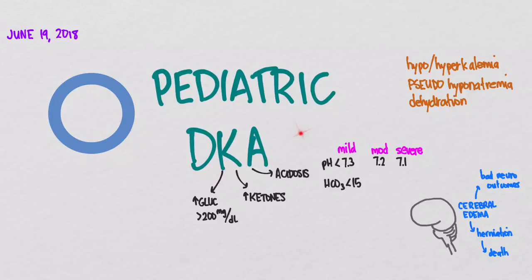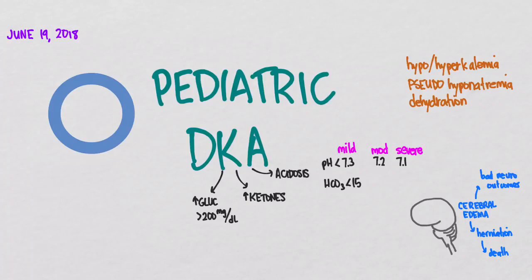So in the second video on Pediatric DKA, let's talk about treatment. And remember, our DKA was defined by having a high glucose, having high ketones, and an acidosis as well. And everything is complicated by a hypokalemia that might look like a hyperkalemia. The pseudo-hyponatremia will be there. Dehydration, which can be pretty profound. And of course, the thing in pediatrics that makes it different is the worry of cerebral edema that can happen.